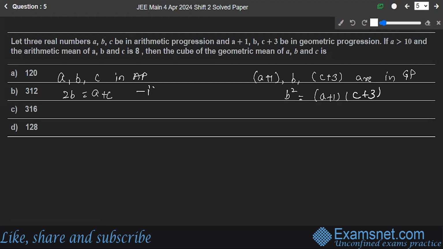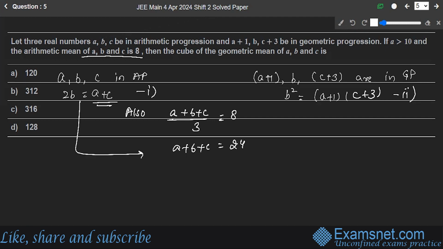Let's say this is equation 1 and this is equation 2. Also you are given that the arithmetic mean of A, B, C is equal to 8, right? You already have A plus C is equal to 2B. Let's fill in this. So this will give me B plus 2B is equal to 24, or 3B is equal to 24, or B will be equal to 8. Got the value of B.